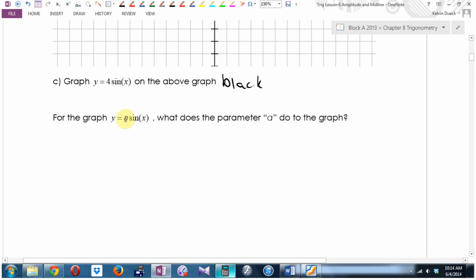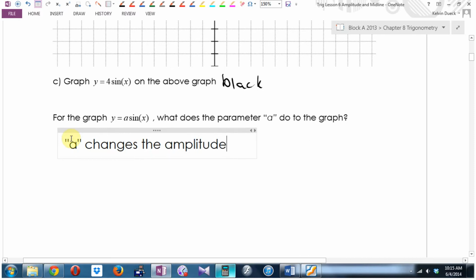And you know what? We traditionally use the letter a there, and conveniently a also starts amplitude. So a changes the amplitude. In fact, instead of changes the amplitude, I can even say a tells us the amplitude, because in the original there was an invisible 1 there.